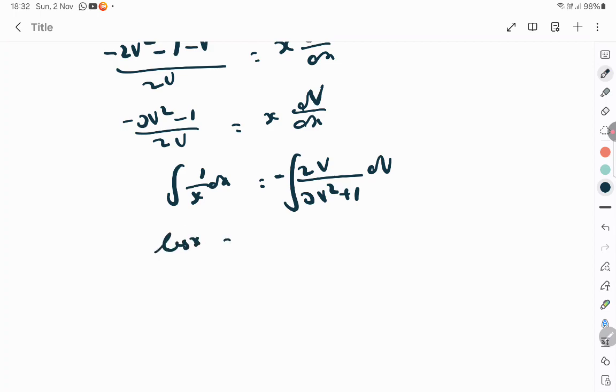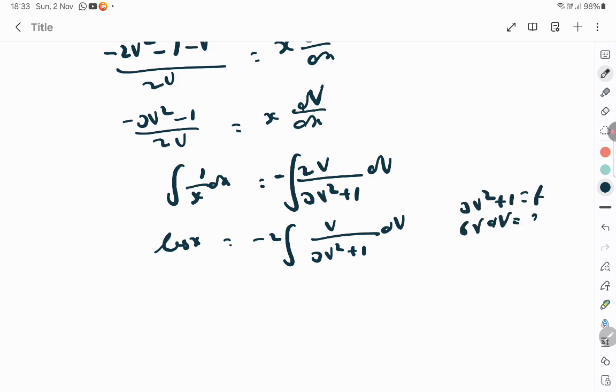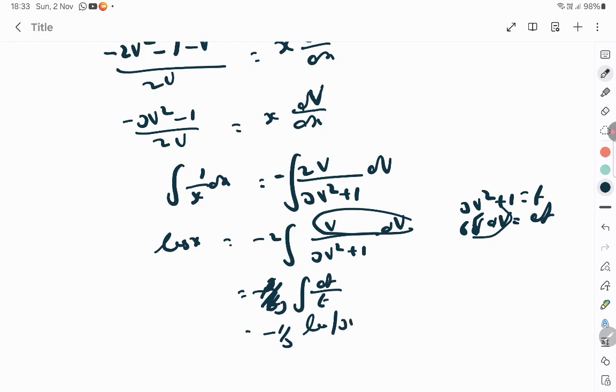So in this it will become log x. In this you can assume it as take the 2 outside, and v by 3v square plus 1 dv, where 3v square plus 1 as t, 6v into dv will become dt, and you have only a v dv here, which will become dt by 6. So it will become minus 1 by 2 minus 2 by 6 into dt by t. So this will get cancelled. Minus 1 by 3 into log t, which is log of mod of 3v square plus 1, and this is log x. Therefore you can include a log c.